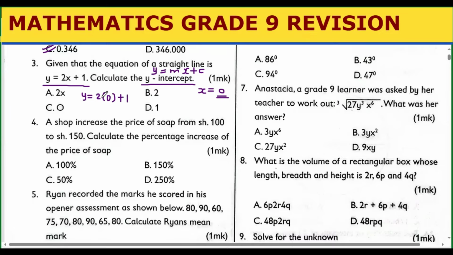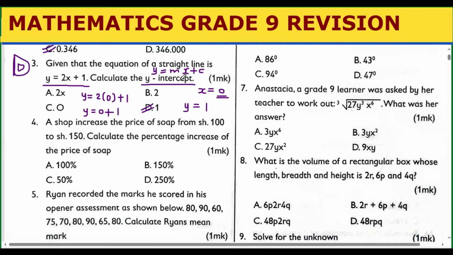Let me ask you, what is 2 times 0? 2 times 0 is 0. So our y equals to 0 plus 1. What is 0 plus 1? Our y here equals to 0 plus 1, which is 1. So what is the correct answer? Open your eyes. The correct answer is D. D for dog. Then you go to number 4.